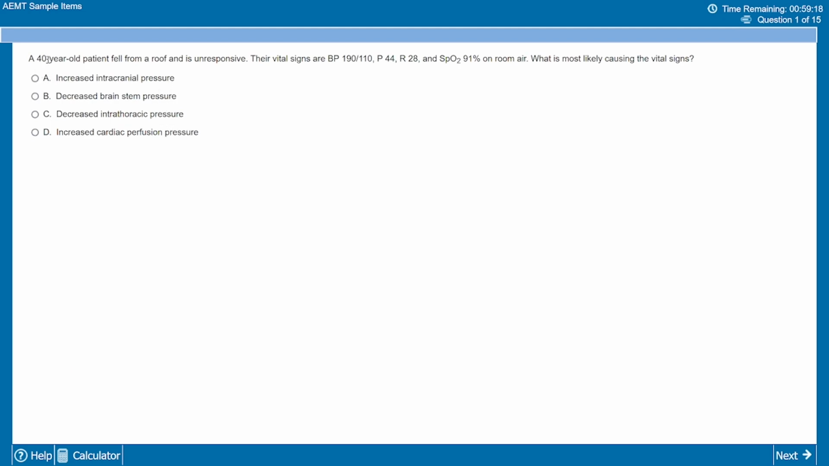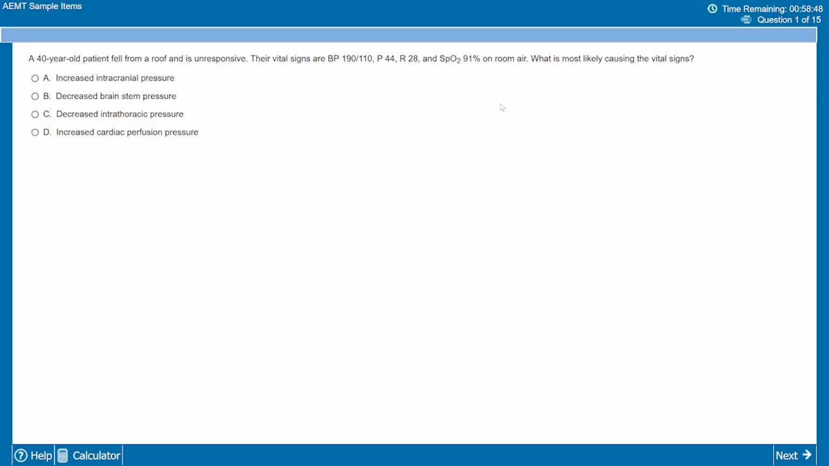Right off the bat, we have a 40-year-old patient who fell from a roof and is unresponsive. So really big deal. They fell and they're unresponsive. That is pertinent. The age, I don't really care too much about. Their vital signs: the blood pressure is 190 over 110, the pulse is 44, the respiratory rate is 28, and they're sitting at 91% on room air. What is most likely causing the vital signs?